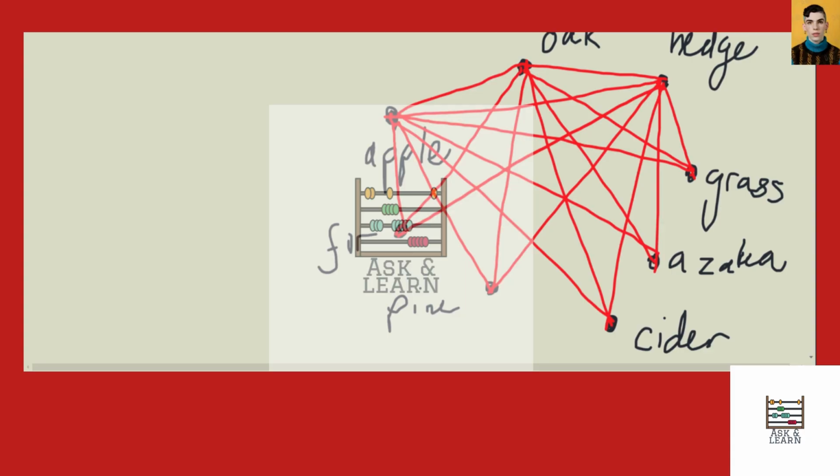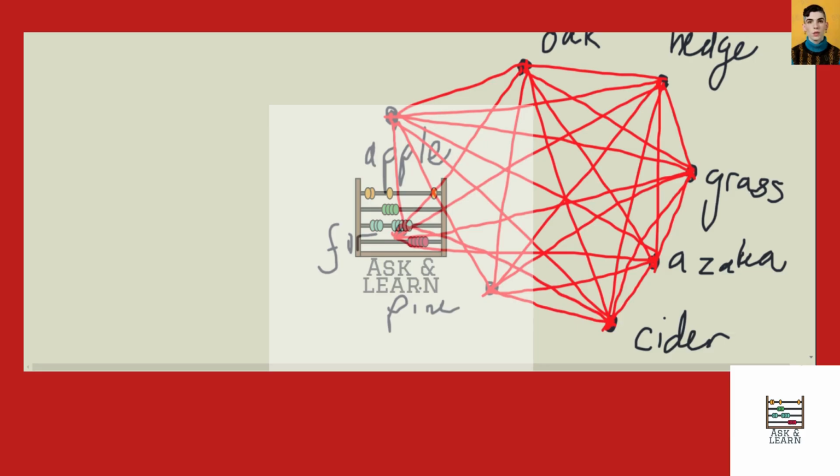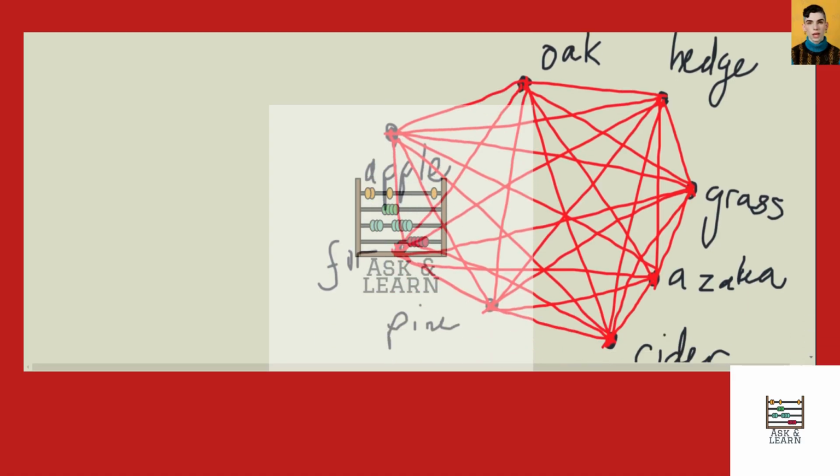edge between grass and azalea, grass and cider, grass and pine, grass and fir, azalea and cider, azalea and pine, azalea and fir, cider and pine, cider and fir, and an edge between the pine and the fir. So it's a very complicated looking graph here, but this is only part of the graph.